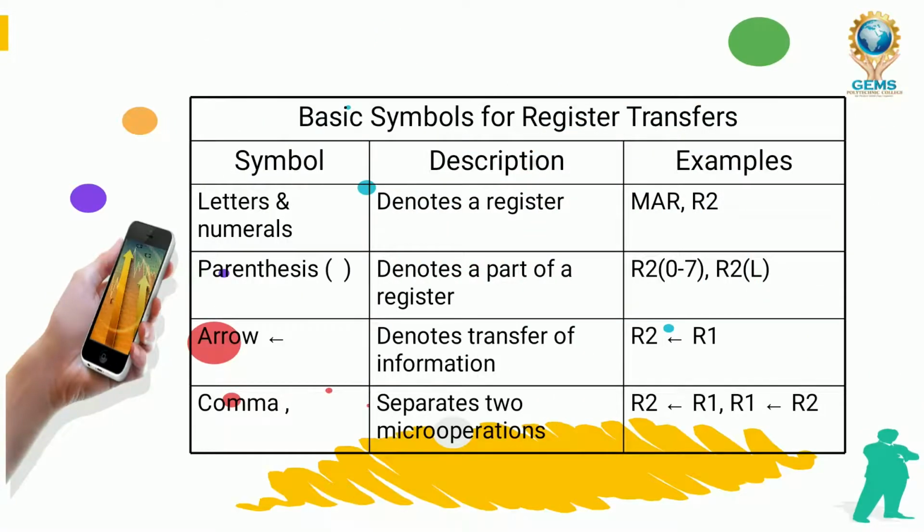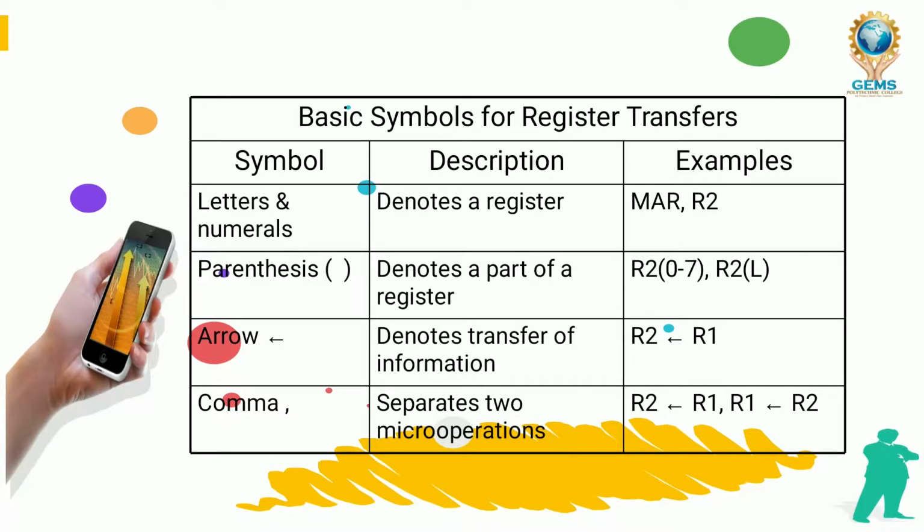Here are some symbols for register transfers. So till now we discussed register transfer language, and a part of register transfer language is conditional transfer. That we have seen. What is the conditional transfer? Conditional transfer is nothing but we are putting a condition, and based on that condition data will transfer from one register to another register. So that is called conditional transfer.